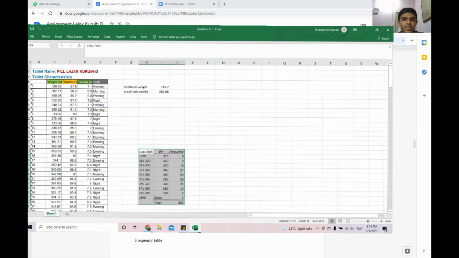So I'm dividing in several class limits from 310 until 319. And then bin is the upper limit. So when doing the bin, we must insert the data analysis and then we will get the frequency. Without calculating one by one, we can get it from the Excel. So when getting this type of table, we can insert it in our report project.